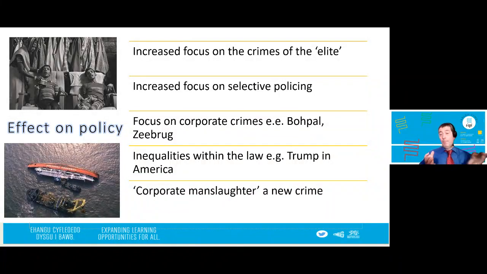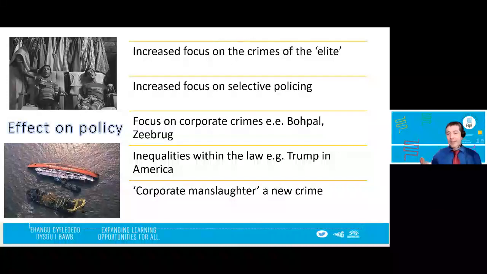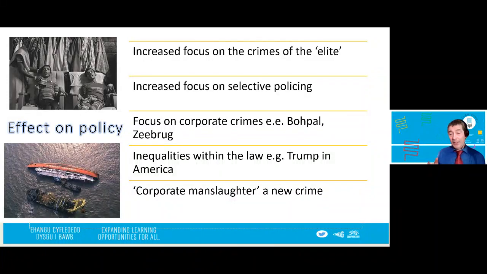Inequalities within the law: Trump facing 91 federal and state charges. Well, he and anybody else would be in jail by now, but because he has money, he can question every small nitty-gritty legal technicality. So again, it brings to the fore the unfairness of the legal system as it is, and the need to help people who can't afford the representation that Trump has to have representation.